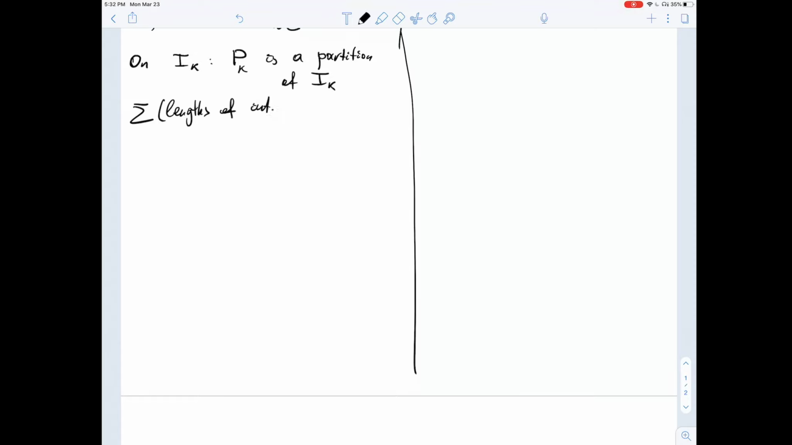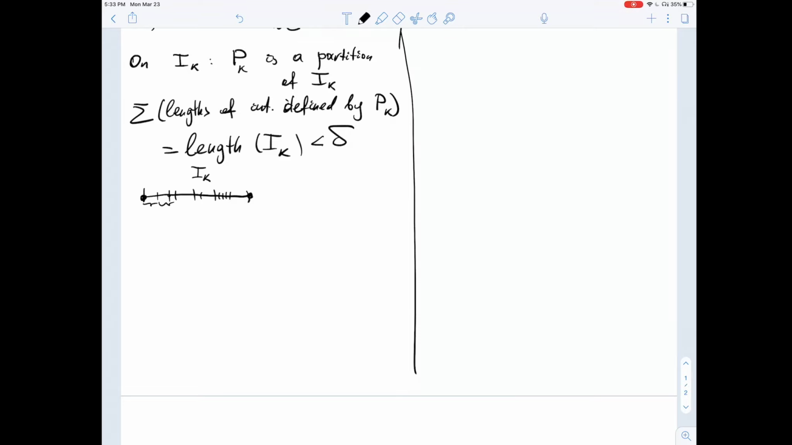Then the sum of the lengths of the intervals defined by Pk is exactly equal to the length of Ik, because this is what a partition is. So here's Ik under the microscope. The partition starts here, then it splits Ik into some intervals, maybe small ones, maybe big ones, then it ends here. So if we add all the lengths of the intervals in this partition, we'll get exactly the length of Ik, and the length of Ik is less than delta.